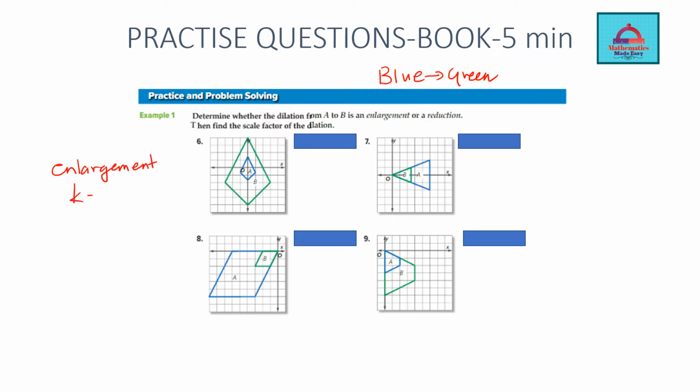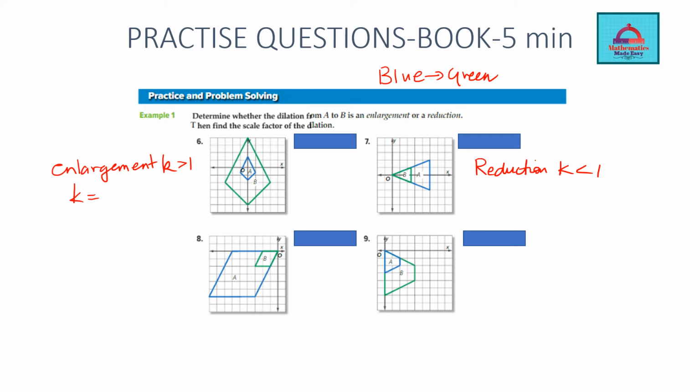And now you need to find the scale factor. So scale factor would be the image divided by the original, and because it is enlargement, scale factor will be more than 1. From A to B, here blue to green, it is reduction. So you know your scale factor has to be less than this.